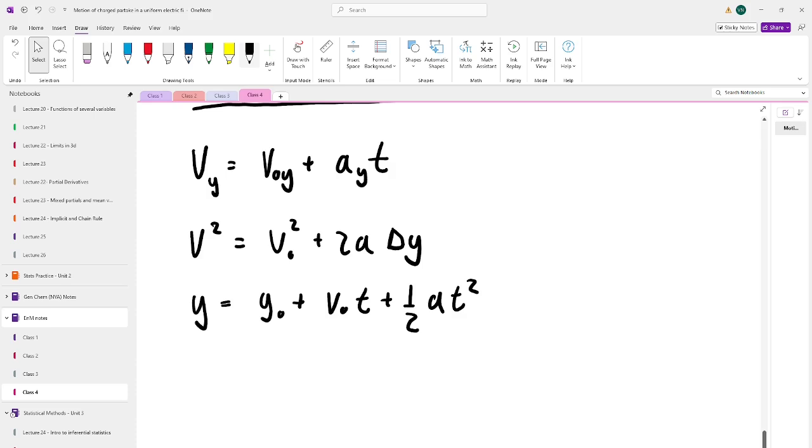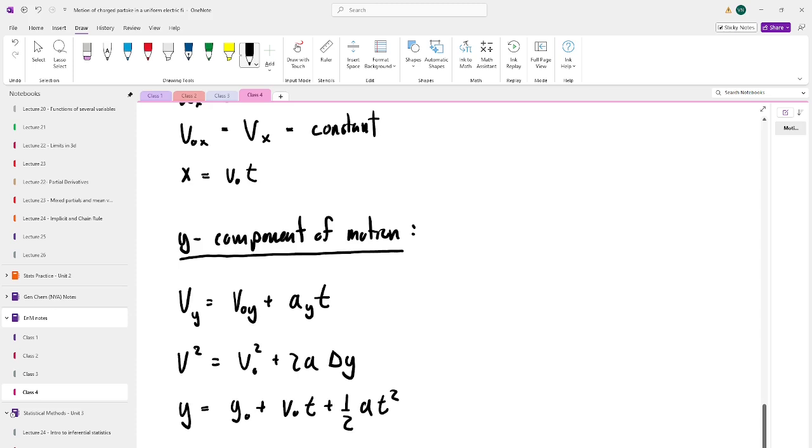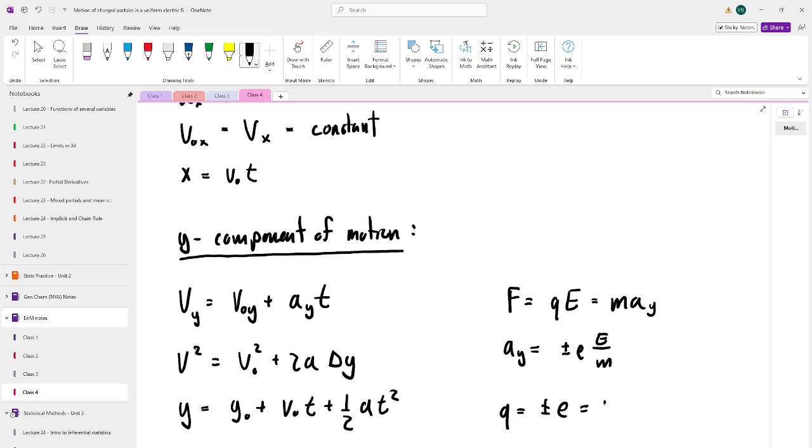And then there were those equations that I was talking about before. First of all, the one that I mentioned initially: F is equal to qE, which is also equal to ma, of course in the y direction, because there's no ma in x. And then ma y is equal to plus or minus e multiplied by the E field, divided by m. And then we have that q is just plus or minus e, which is the fundamental charge on an electron, which is 1.6 times 10 to the minus 19 coulombs.